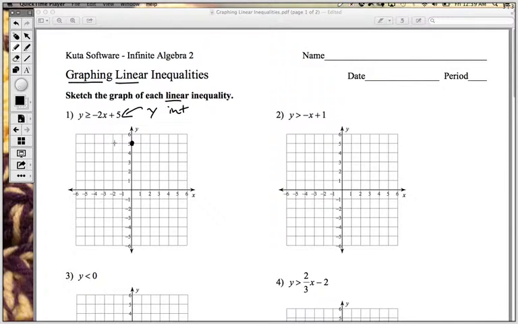Now on top of this, I see the negative 2 with the x. That's really like a negative 2 over 1, and that represents my slope. So negative 2 over 1 means that I can go down 2 and then right 1, and I can repeat that pattern, almost give myself a dotted line to draw this line through. Okay, so there's my line.